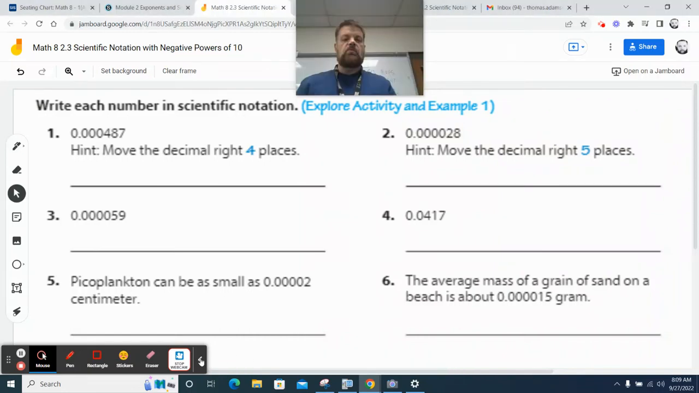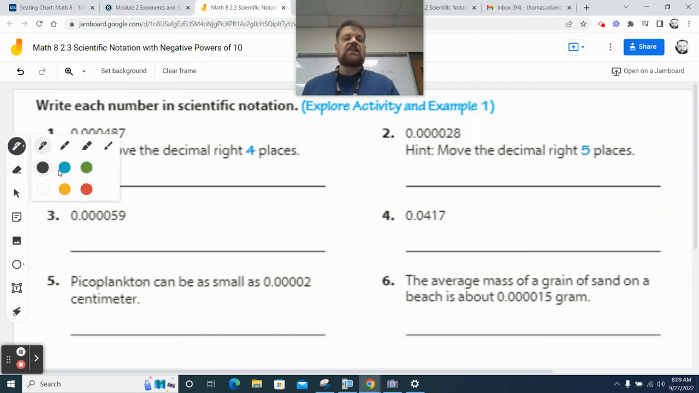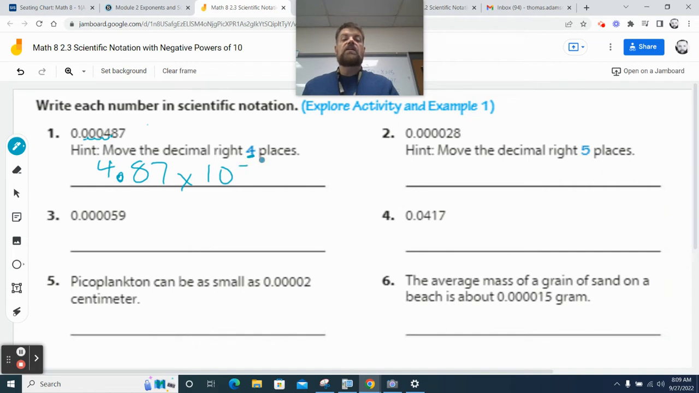All right. What we're going to do is remember we're working with negative powers of 10. So to write this in scientific notation, they give us a hint on these first couple of problems, but basically I want to make it look like 4.87. In order to do that, I'm going to move this 1, 2, 3, 4 spaces. It tells us that. So that means I'm going to say times 10 to the negative 4. Very good. Why negative 4?